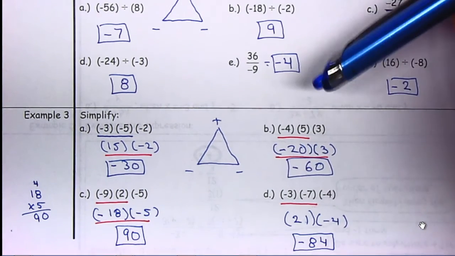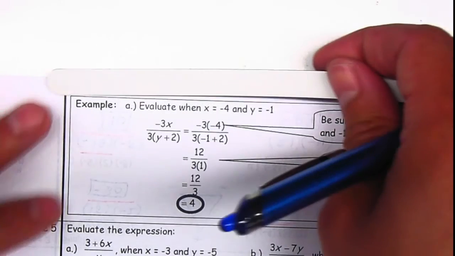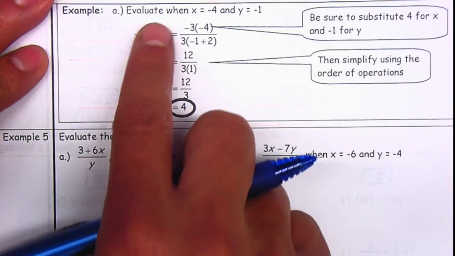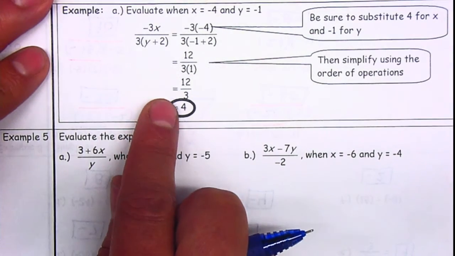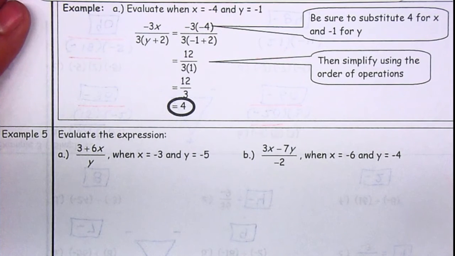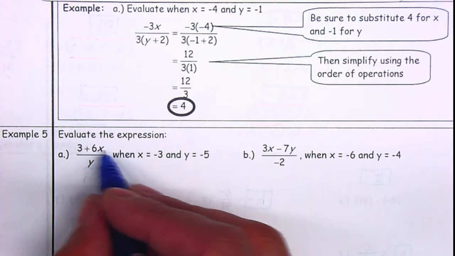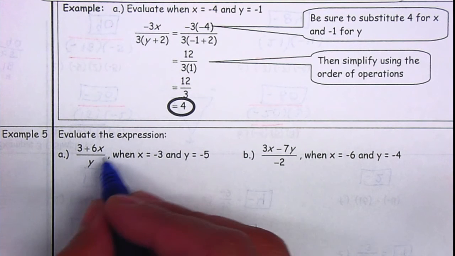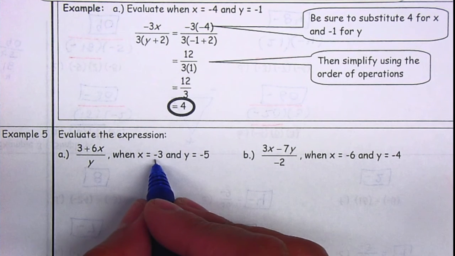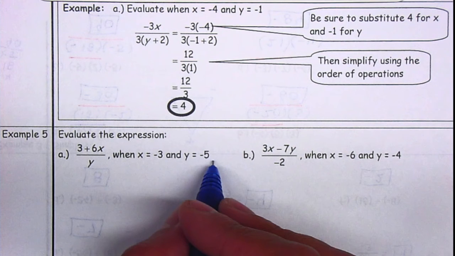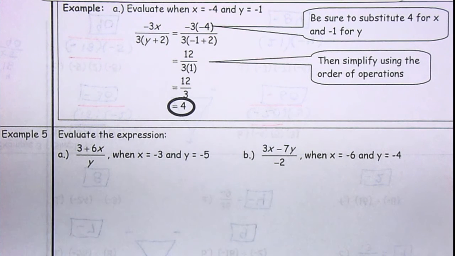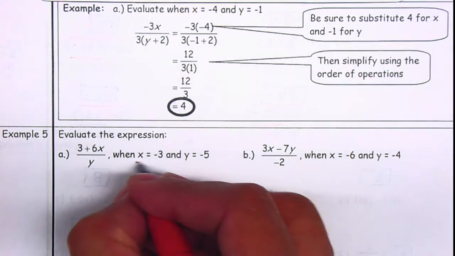Let's continue to the back. On the back, we're going to start using substitution to evaluate different expressions. And you guys have an example to guide you through the process. Let's go and start with example number 5. Evaluate the expression. We have 3 plus 6x over y, or divided by y, when x is equal to negative 3 and y is equal to negative 5. So we need to be able to substitute the values of x and y.